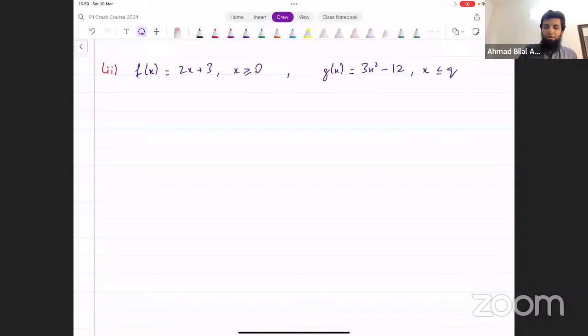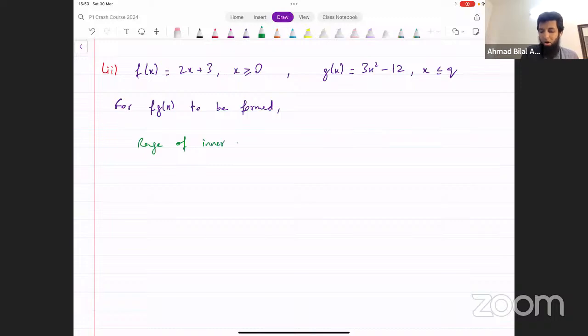Now, we're talking about the composite function fg of x, right? For fg of x to be formed, remember what the condition is? What two things have to correspond to each other? Range of inner and domain of outer. That means whatever is the range of the inner function, all of that we should be able to put in the domain of the outer function.